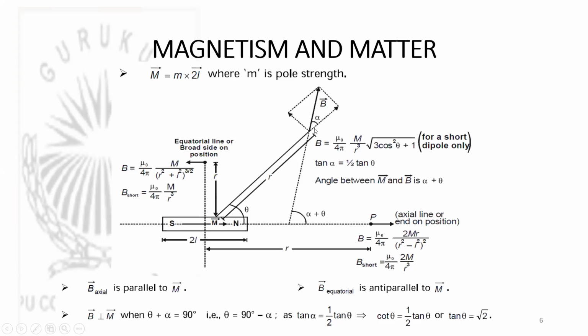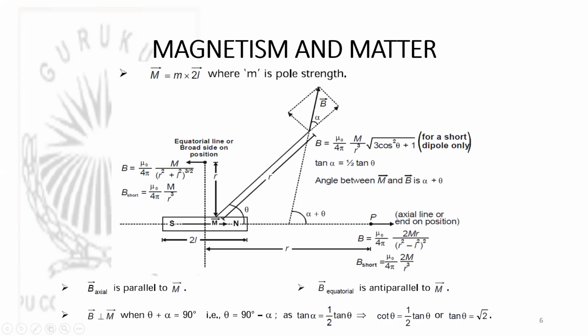Then at any point in the plane of the bar magnet, whose position vector makes angle theta with the axis through the center of the magnet, the magnetic field is given by mu naught by 4 pi into m by r cube into root of 3 cos square theta plus 1. This formula is applicable only for a short dipole, and in this case the direction of the magnetic field is given by tan alpha equal to half tan theta, and the angle between the magnetic field at this point and the magnetic dipole moment is alpha plus theta. So if alpha plus theta is 90 degrees, that means the magnetic field at the point is perpendicular to the magnetic dipole moment. Then we get tan theta equal to root 2.